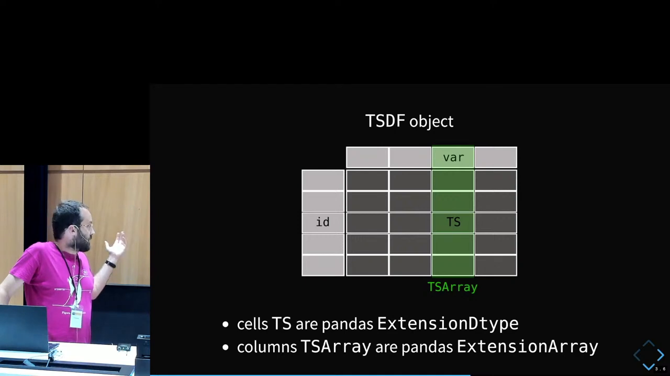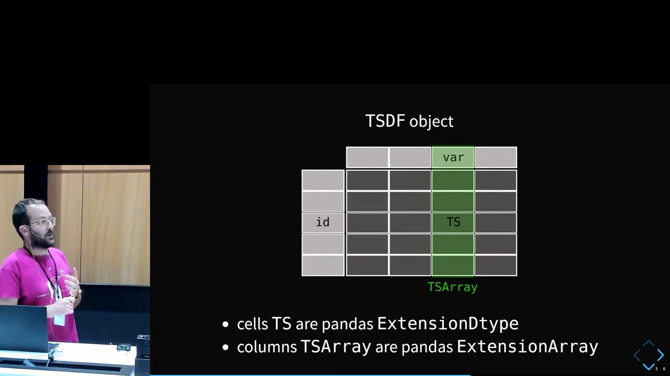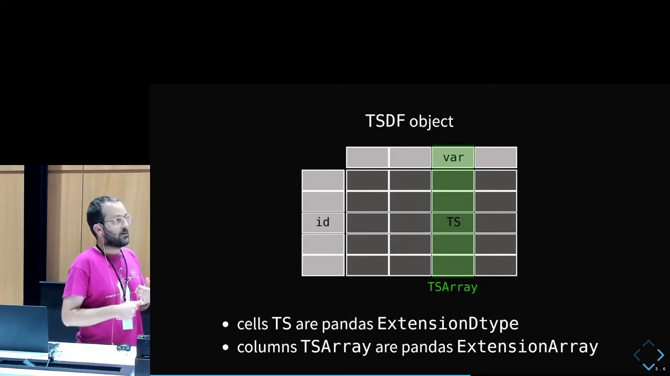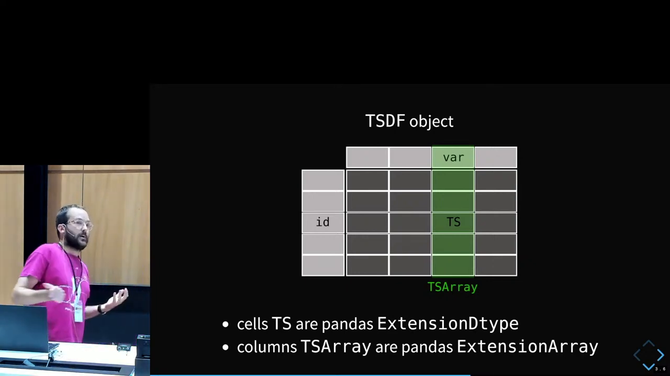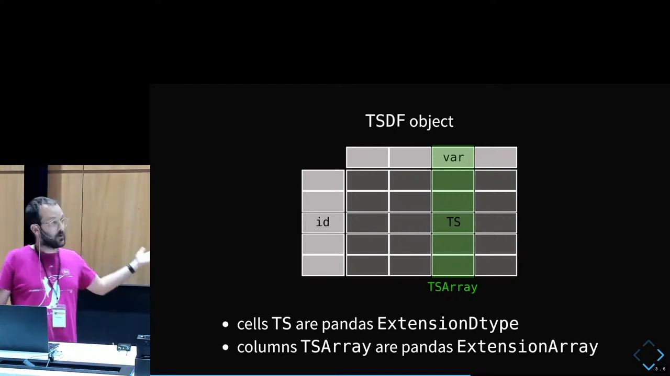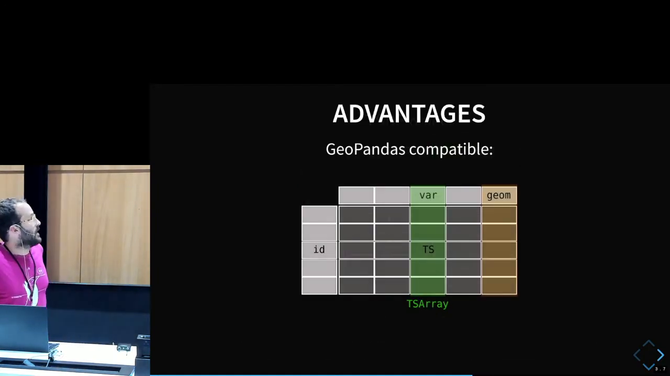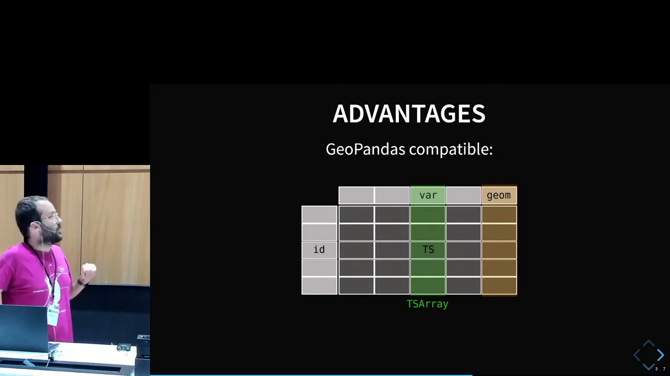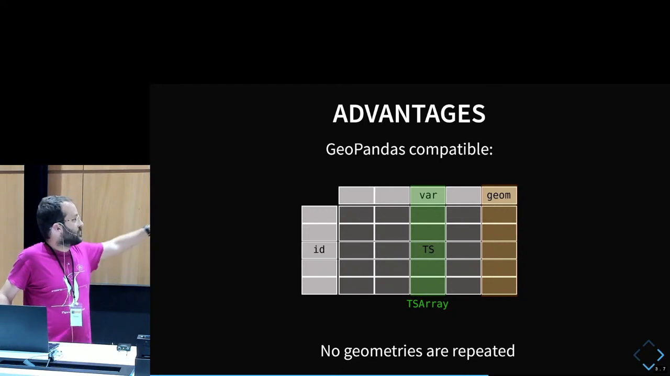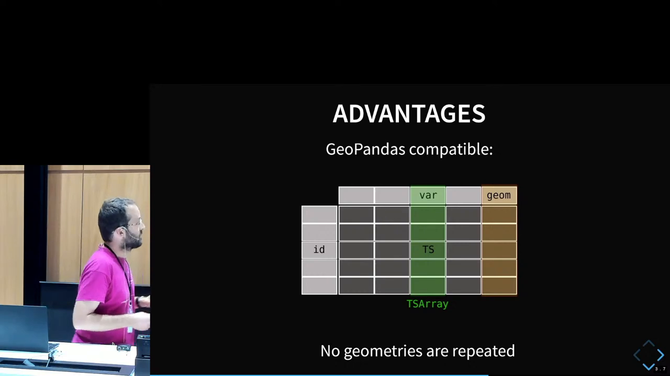The column itself is a TS array, which basically means that we have support for basic pandas operations, like the nullability to check if any TS is none or not. Also to compare, or even to sort these TS items. So we can do it using this pandas extension interface. And it would be naturally compatible with GeoPandas. So we do not need to repeat the geometry or any other attribute that we want to add to a station in this case.